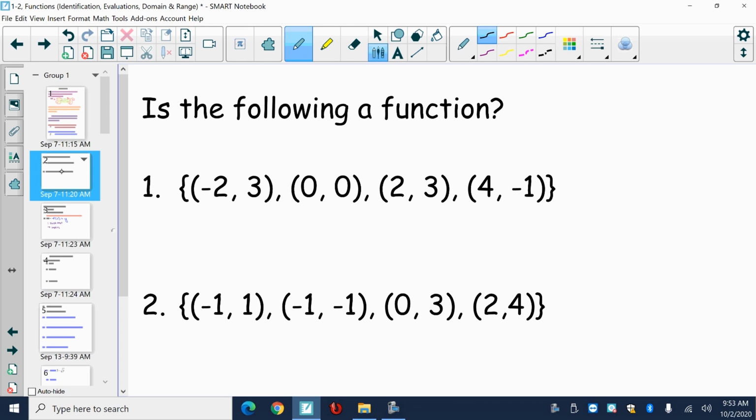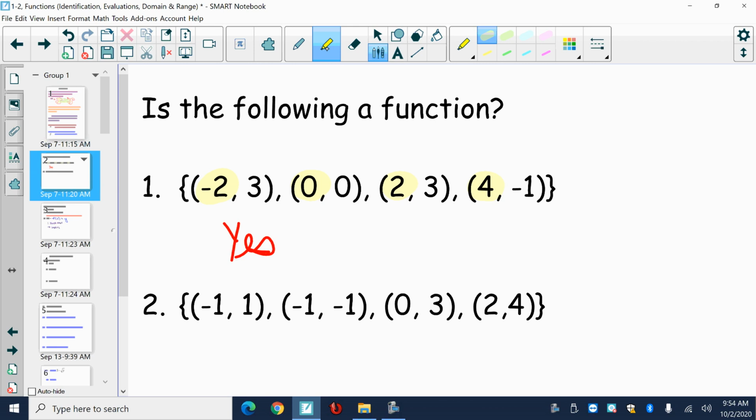So, is the following a function? All I care about is going to be my X values. -2, 0, 2, 4. Did my X's repeat? No, my X's did not repeat. They are all unique numbers: -2, 0, 2, 4. My X values did not repeat, so yes, this is a function.